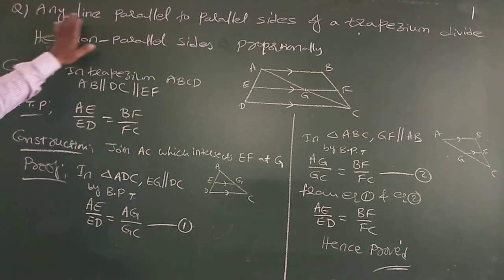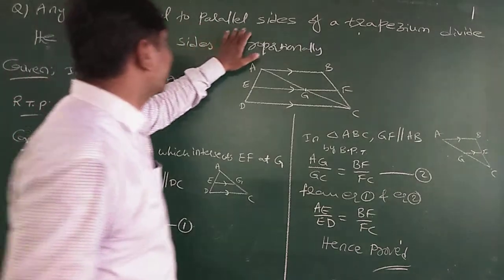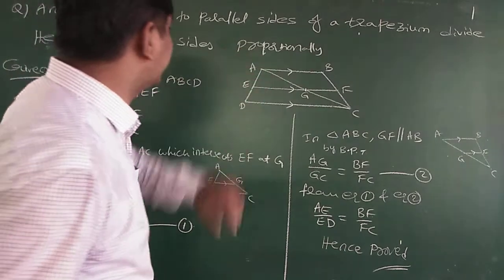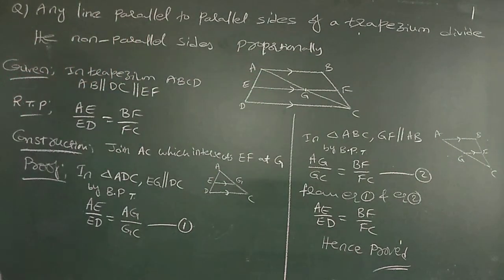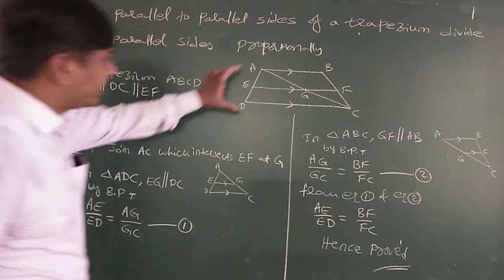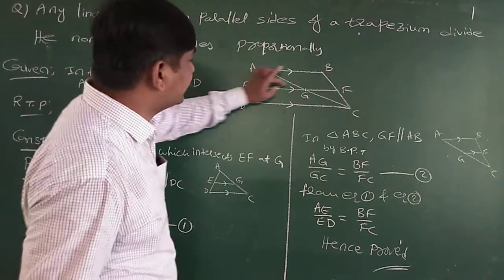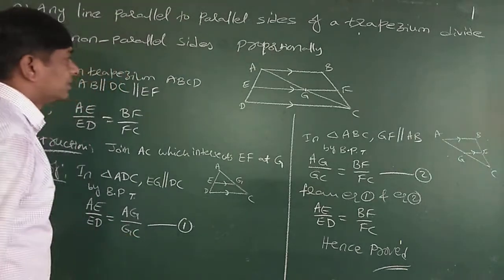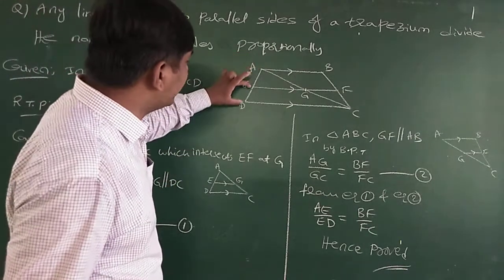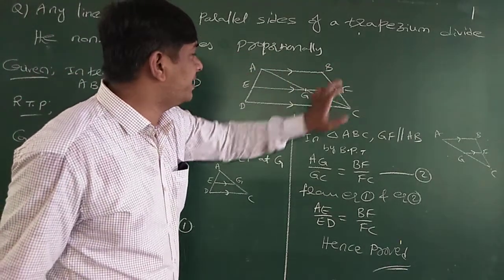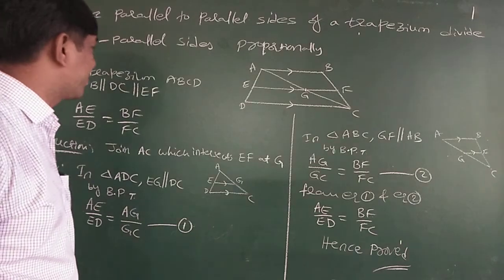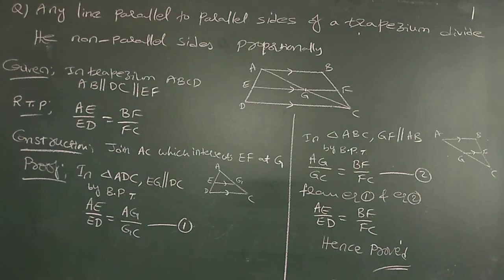See here, any line parallel to the parallel sides of a trapezium divides the non-parallel sides proportionally. Means in this trapezium ABCD, EF is the line drawn parallel to the parallel sides. Then the non-parallel sides, AD and BC, are divided in the same ratio. Proportionally means nothing but in the same ratio.